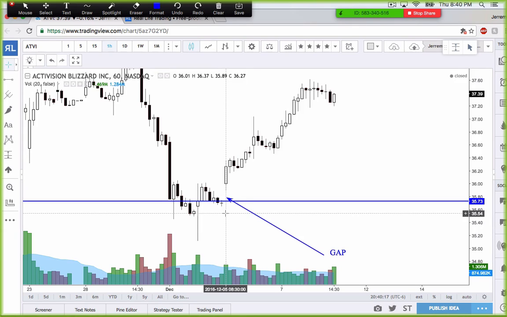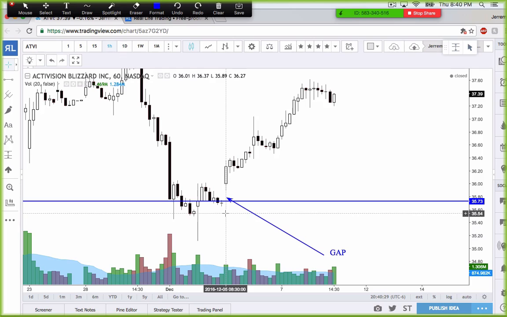How does that happen? There are numerous ways, mostly because of news or buying from overseas, right? There are other parts of the world that are buying. You have the Japanese markets, you have the European markets, you have a lot of people who are buying that particular stock. Maybe some news came out, and now it's worth more than it was when the market was closed. So there's a gap in price.